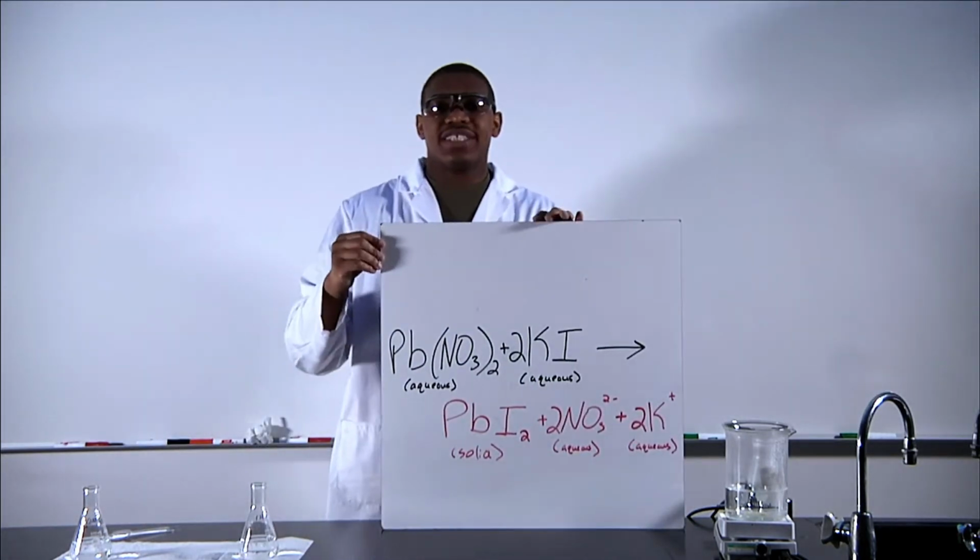All right, welcome everybody. Today we're going to talk about solubility and we're going to use the reaction of potassium iodide and lead nitrate to discuss solubility rules and then figure out how temperature affects solubility. So let's actually go into the reaction here.